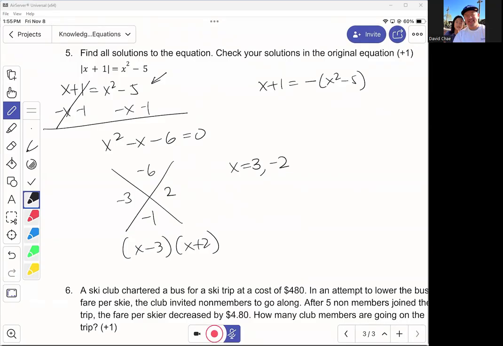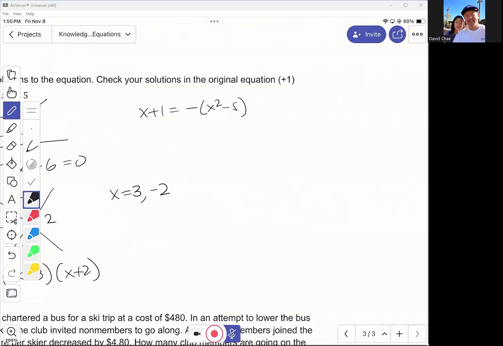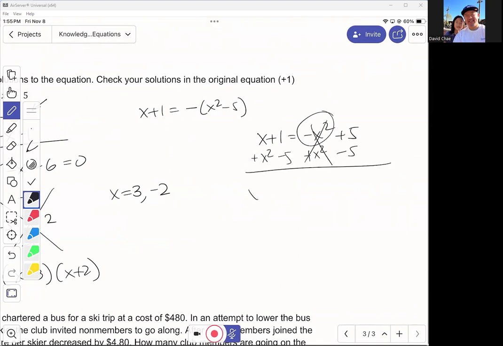Okay. This one, though, is a little bit trickier because it's not factorable. So you have x plus 1 is equal to negative (x squared minus 5), which is negative x squared plus 5. Remember, I want this leading coefficient to be positive, so I'm going to add the x squared to both sides. I'm going to subtract the 5. So it becomes x squared plus x minus 4 is equal to 0.